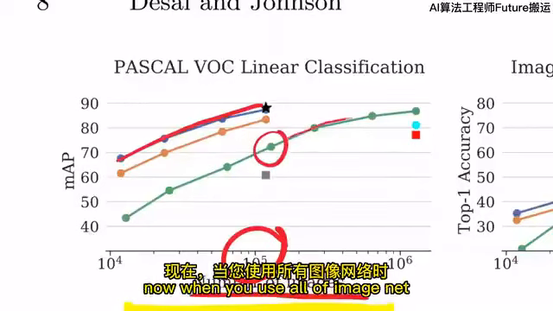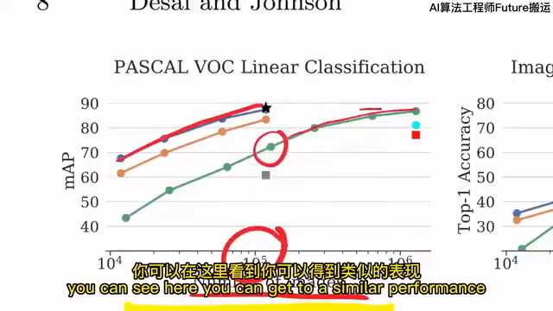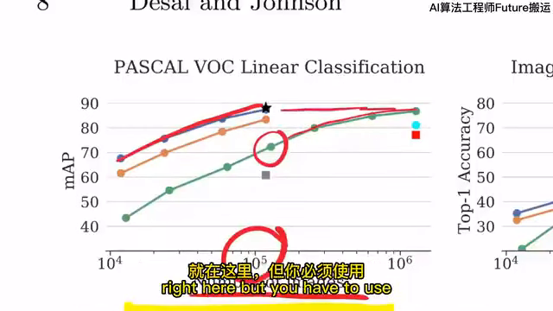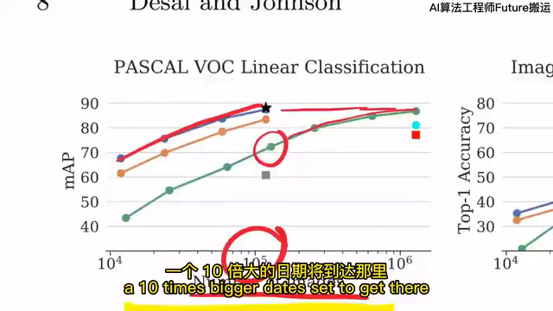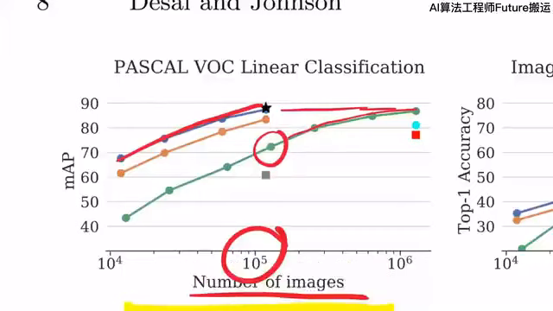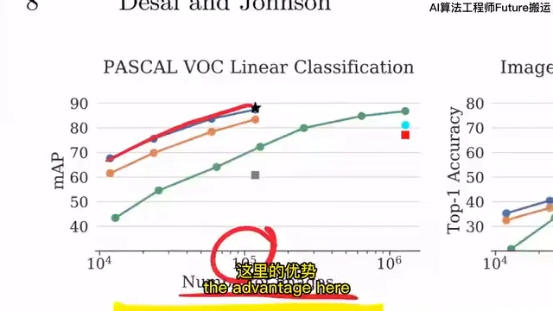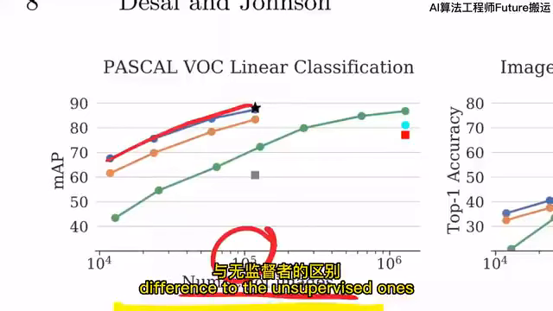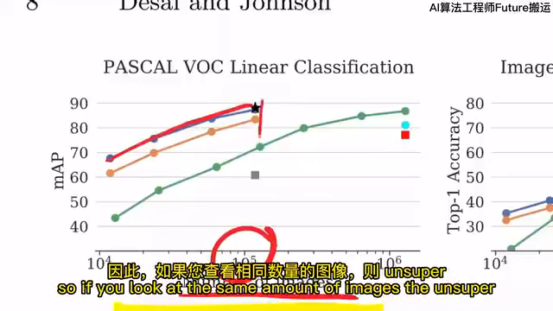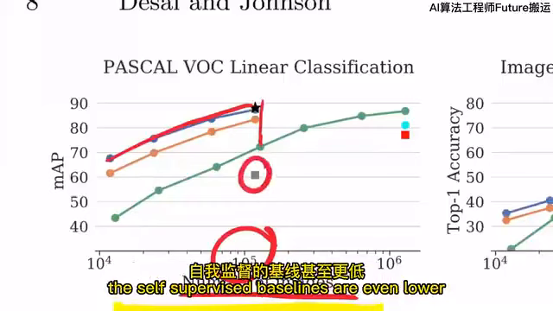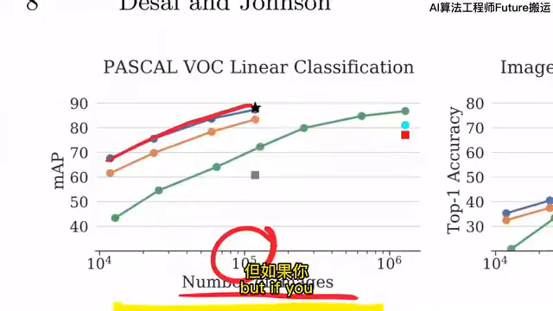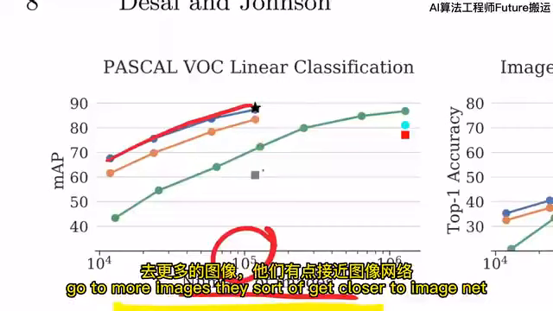Now, when you use all of ImageNet, you can see here, you can get to a similar performance right here. But you have to use a 10 times bigger data set to get there. Right? So this already shows you sort of the advantage here. Now, also consider the difference to the unsupervised ones. So if you look at the same amount of images, the self-supervised baselines are even lower. But if you go to more images, they sort of get closer to ImageNet.